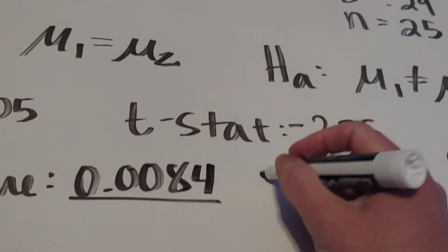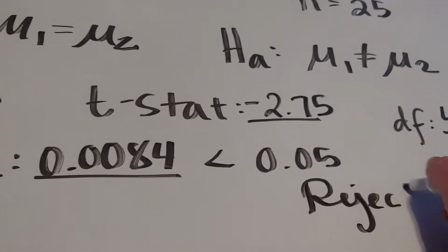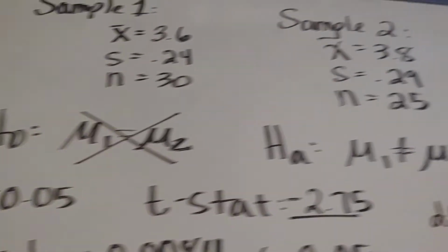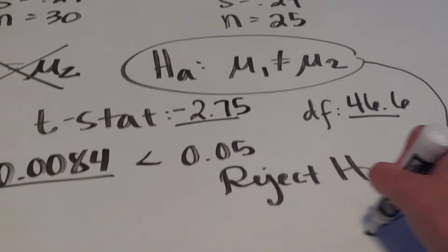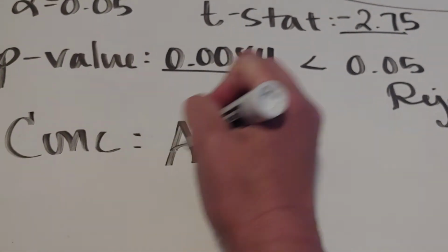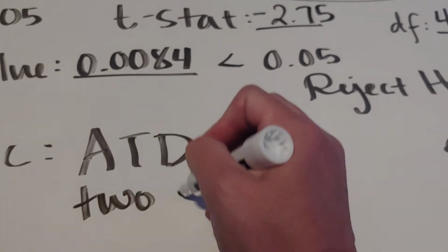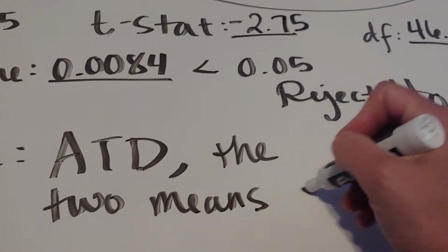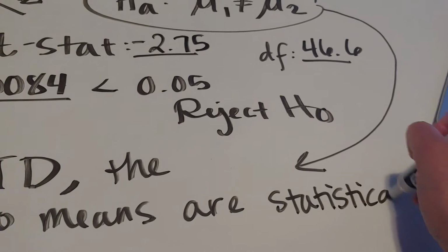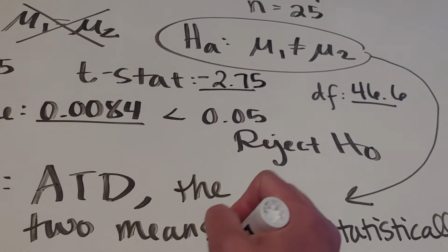Okay, we got that it's less than 5%. That means that we reject the null. If I reject the null, I'm saying that the two are statistically different. So I would write as my conclusion, according to our data, the two means are statistically different. And again, it matches what we got, the same conclusion from our confidence interval.